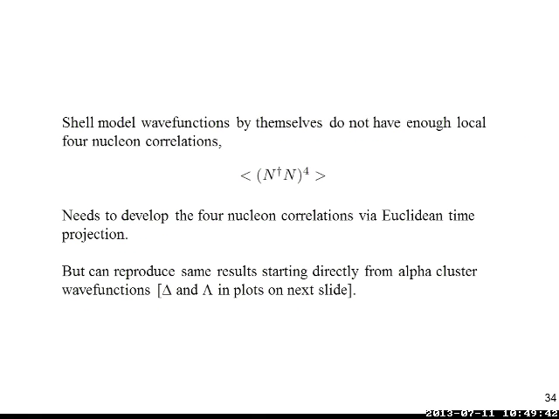Okay, so shell model wave functions by themselves, what we see in these carbon 12 and oxygen 16 simulations is they don't have enough 4-nucleon correlations built in. They do eventually develop them as we project in time. We cool the system down, and they start to form these alpha clusters. But it turns out we can reproduce the same results more quickly directly from alpha cluster wave functions. So I'll show you these results in a second. I call these delta and lambda for obscure reasons. I'll explain in a second.